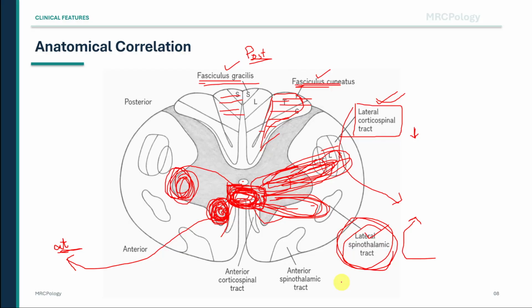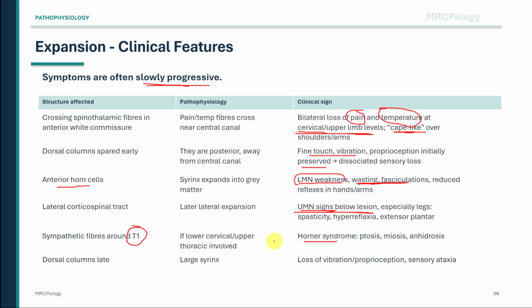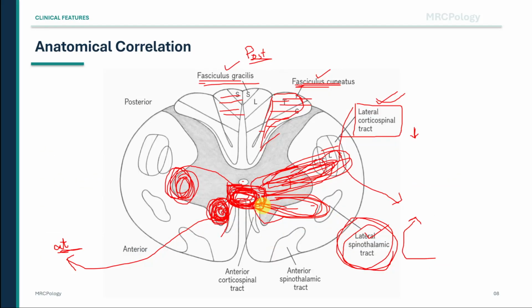So if you remember one thing, remember this. Syringomyelia starts centrally, damages crossing pain and temperature fibers first, then expands to anterior horn cells, corticospinal tracts, sympathetic fibers, and eventually dorsal columns or bulbar structures if advanced.